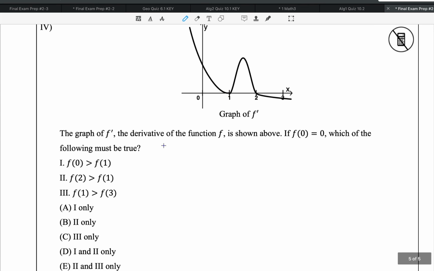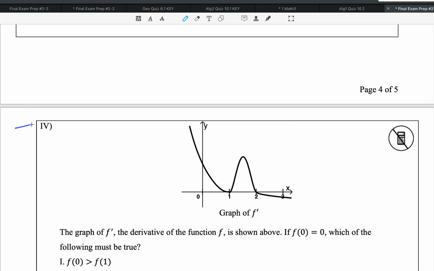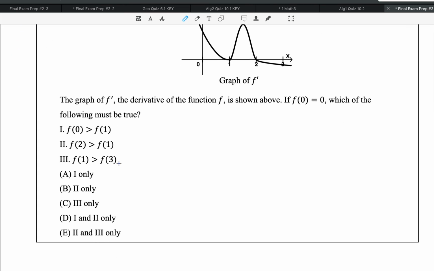And number 4, which of the following must be true? Oh, this one is super tricky. I'm going to put a star next to that one. I think that's going to be the hardest one out of the 4 that you're going to be doing on your own. Cool. Yeah, good luck.